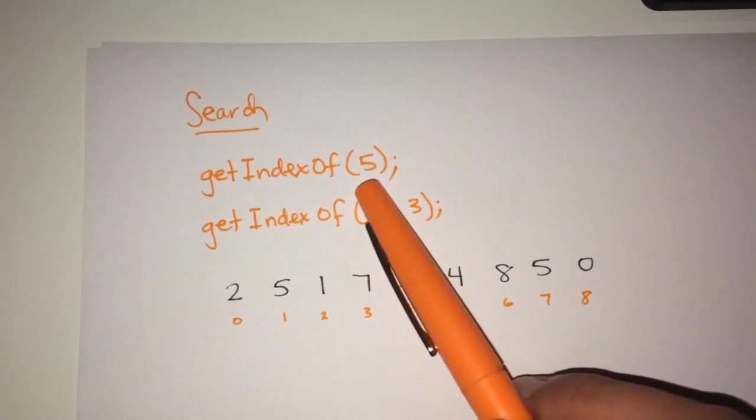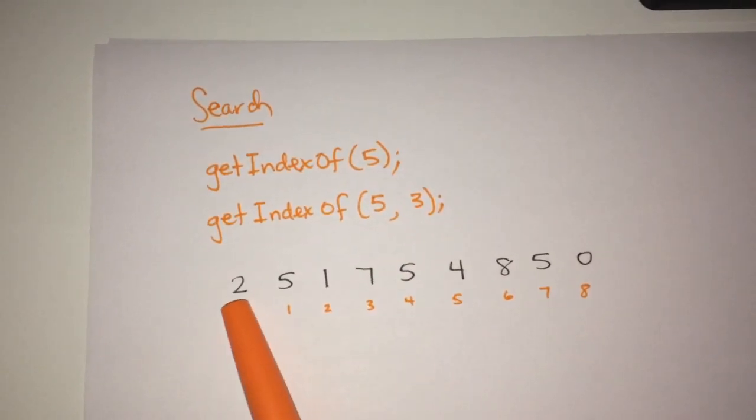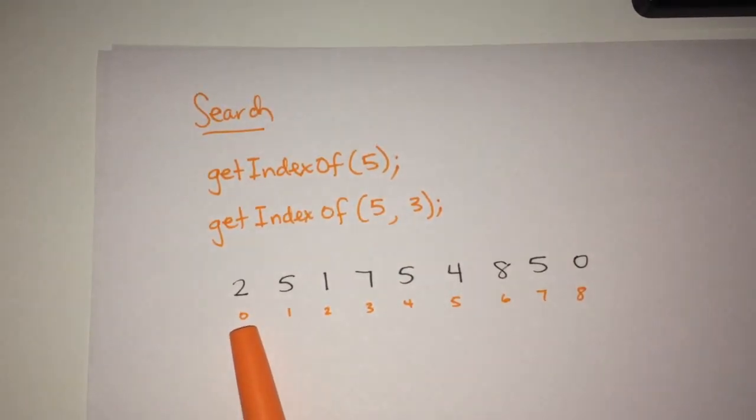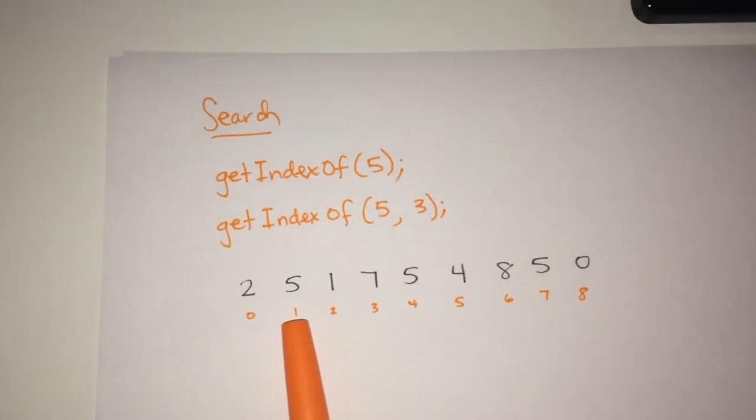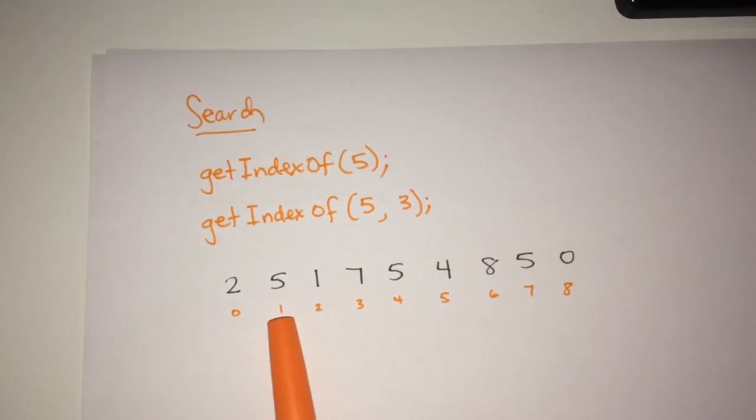If we call get index of 5, we want to start at the left-hand end here at position 0 and look through until we find the value 5. And here we find one at position 1. So get index of 5 would return the number 1.